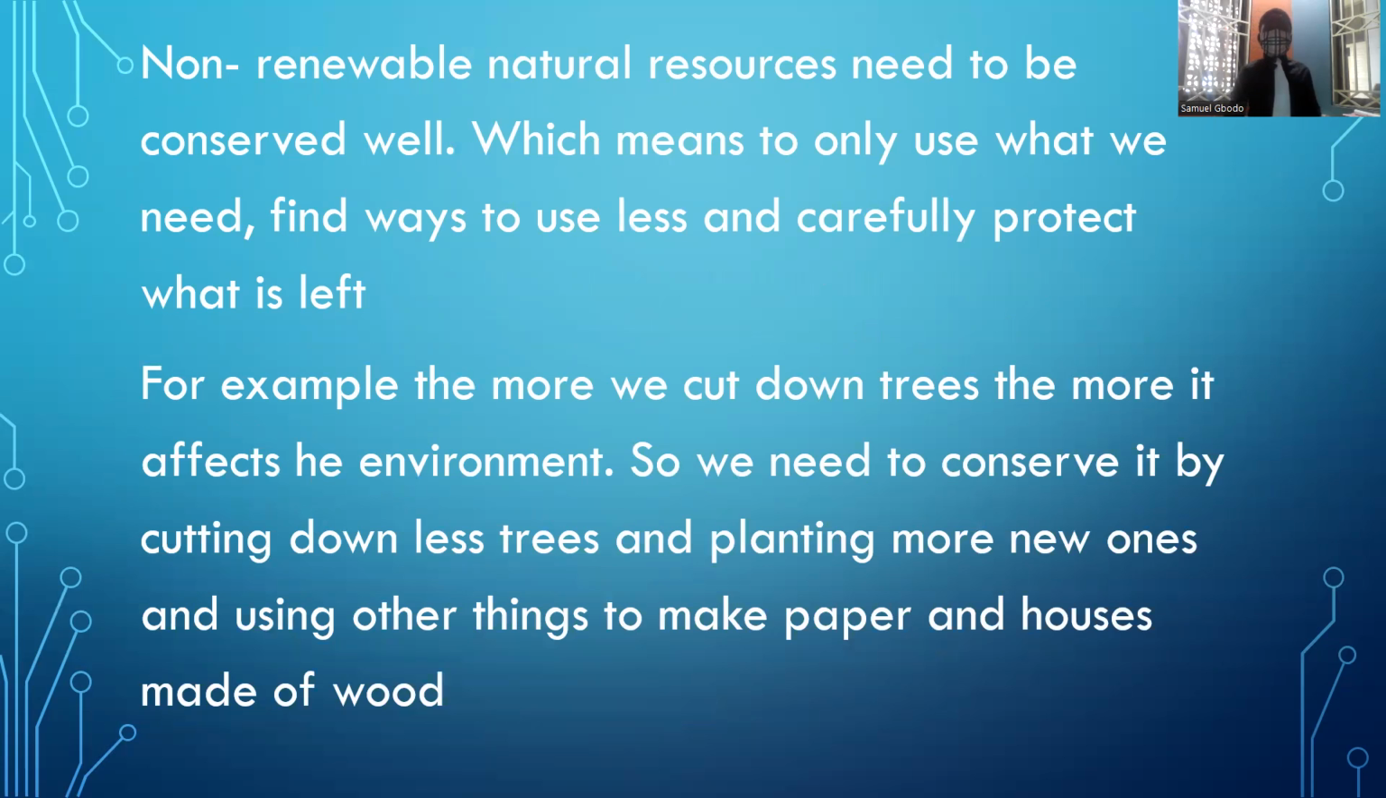Non-renewable natural resources need to be conserved well, which means we only use what we need. Find ways to use less and carefully protect what is left. For example, the more we cut down trees, the more it can affect the environment. So we need to conserve it by cutting down fewer trees and planting more new ones and using other things to make paper and houses.